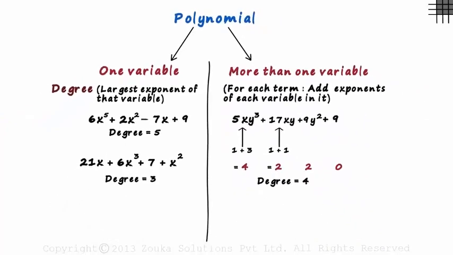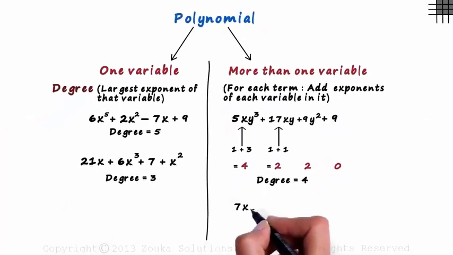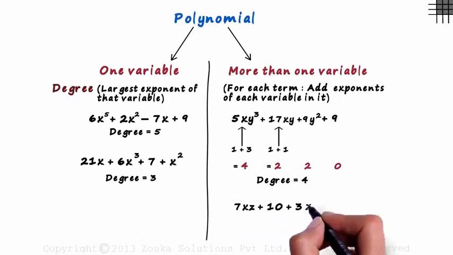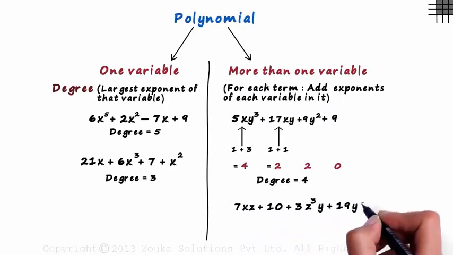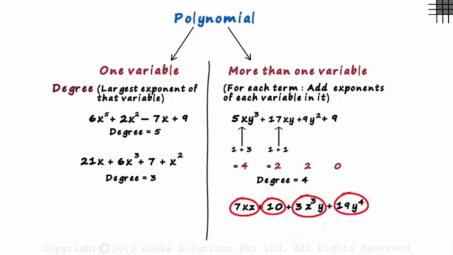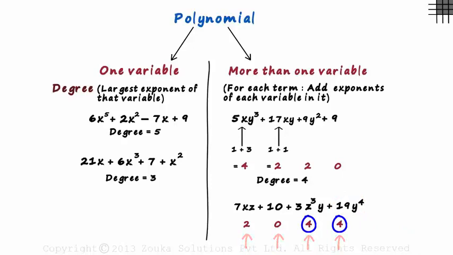Here's our last example. 7xz plus 10 plus 3z cubed y plus 19y raised to 4. We have four terms here. In the first term, the sum of exponents of x and z is 2. In the second case, since we have no variables, the exponent is 0. In the third term, it's 3 plus 1, which equals 4. And in the fourth term as well, the exponent is 4. 4 is the highest amongst these four terms. Hence, the degree of this polynomial is 4.